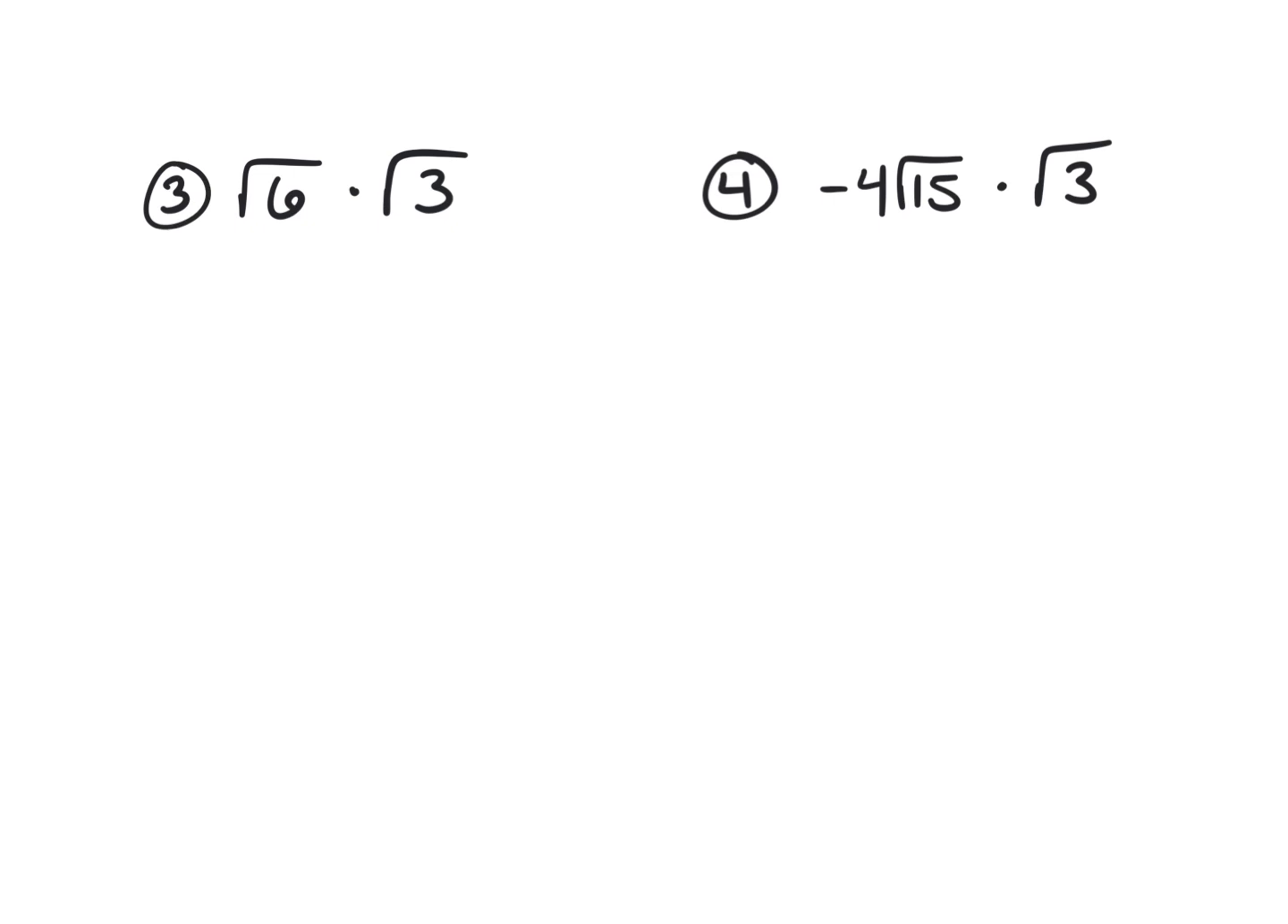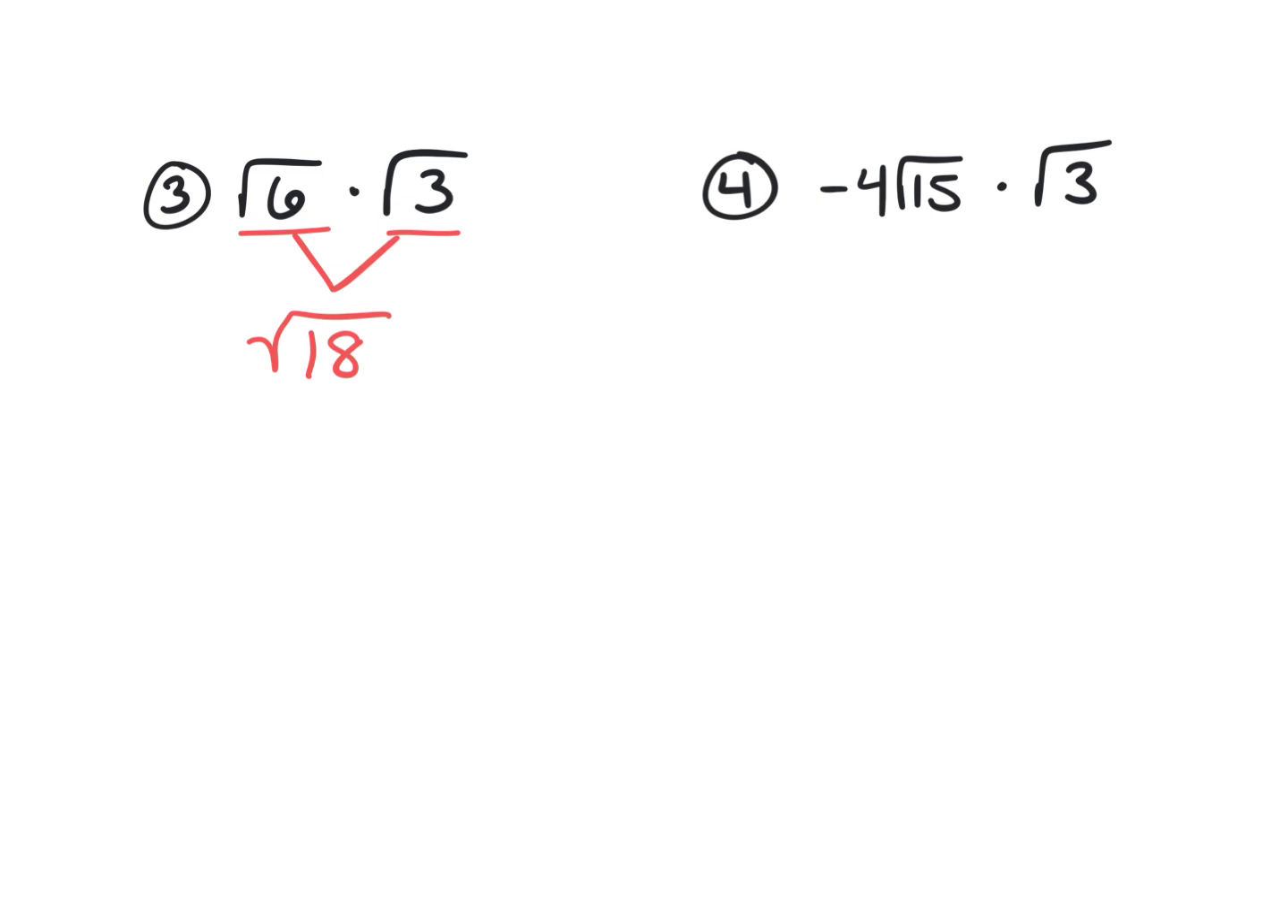Again, we're multiplying these radical expressions together. What do I need to do first? I want to go from 2 radicals to 1. If I combine those, what do I get? Square root of 18. Yep.